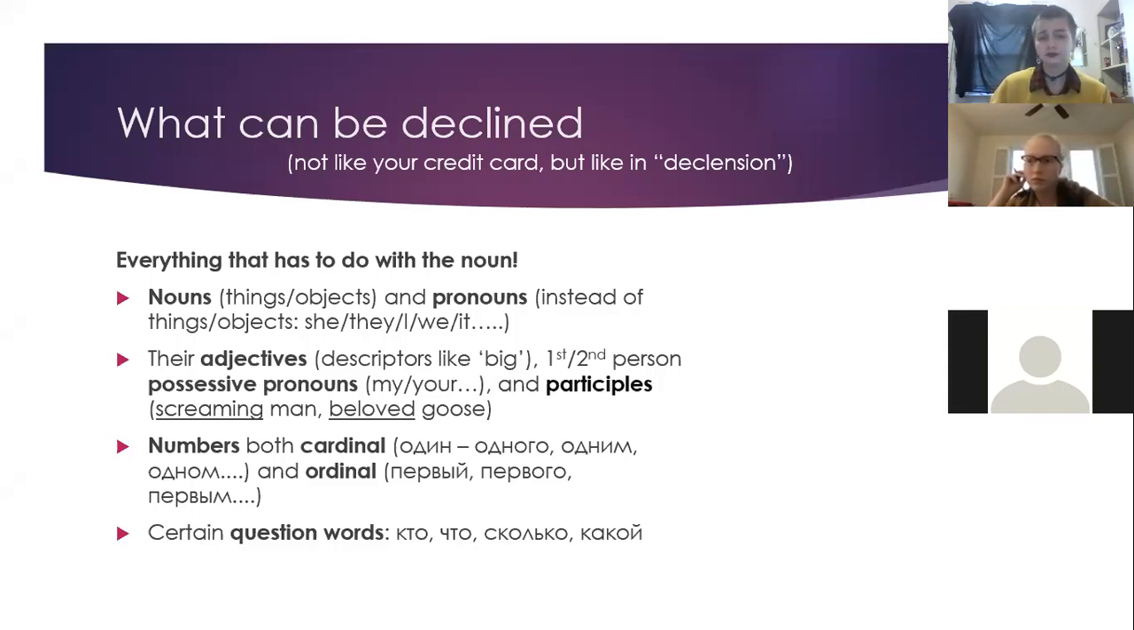yeah, like любимый. Numbers, both cardinal and ordinal, also have cases, so it's not just два, it's двух, двумя, двум, and all these variations. And even certain question words. I think it's just 4. Кто, что have cases. Сколько all of a sudden has cases. Yeah, you would have сколькими in instrumental or скольких in prepositional. And of course, какой, what kind of, which kind of functions as an adjective and has both genders and cases.